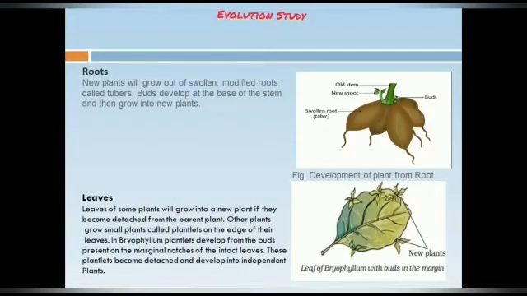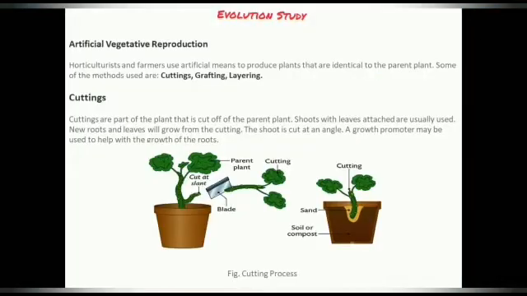Roots. New plants will grow out of swollen, modified roots called tubers. Buds develop at the base of the stem and then grow into new plants. Leaves. Leaves of some plants will grow into a new plant if they become detached from the parent plant. Other plants grow small plants called plantlets on the edge of their leaves. In Bryophyllum, plantlets develop from the buds present on the marginal notches of the intact leaves. These plantlets become detached and develop into independent plants.